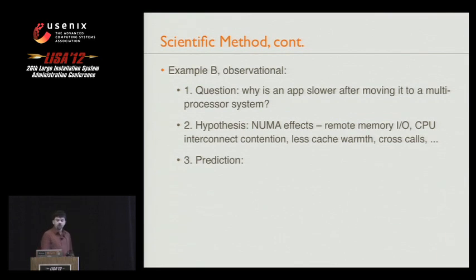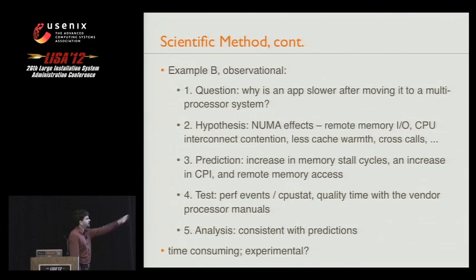Example B, observational. Why is an app slower after moving it to a multiprocessor system? Hypothesis: it's NUMA effects. Remote memory I/O, CPU interconnect contention, less cache warmth, cross calls. All sorts of bad things happen when you start adding extra processors. It's a real feat that things scale as well as they do. It's so hard when you have to have cache coherency.